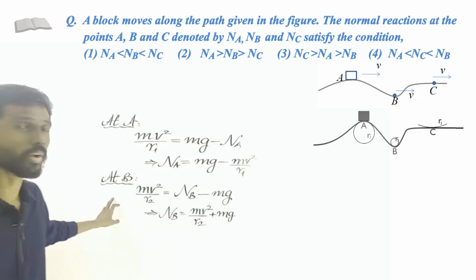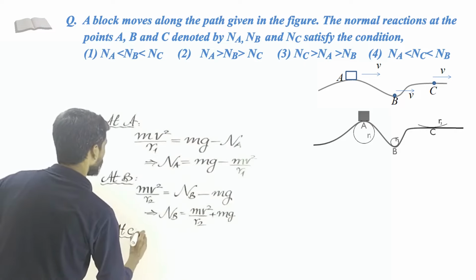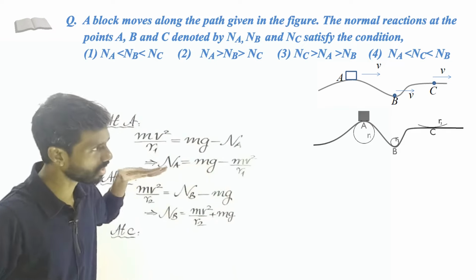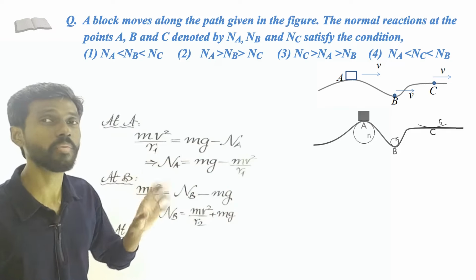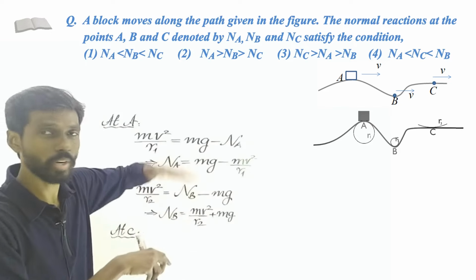Now this is at the point B. Similarly, at the point C, we will calculate. There is no centripetal force here because there is no circular path. Here you see, it is just a straight line path. So we can simply find the total forces acting in the vertical direction, that is 0, because the object is moving in this direction, so there is no vertical motion.